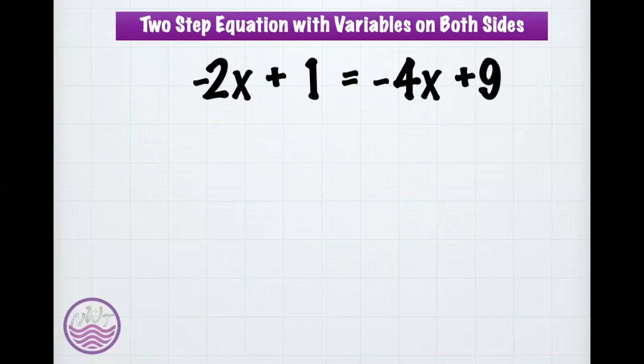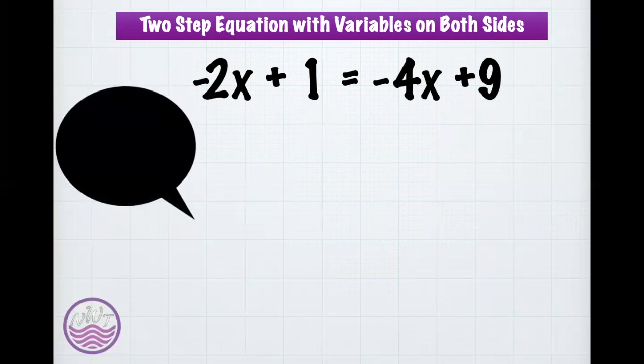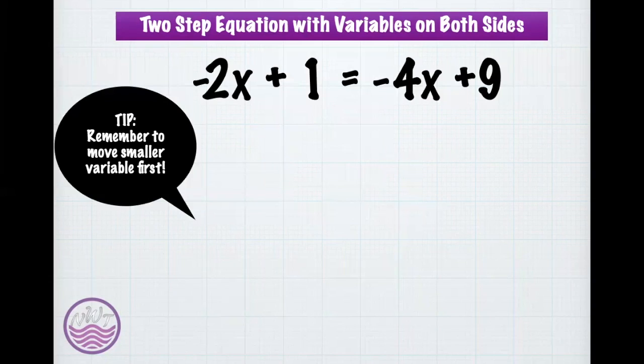Okay, our last question. Let's try this. We have -2x plus 1 equals -4x plus 9. So this is a tricky one. What is your smaller variable? Think about it. I have a -2x and I have a -4x. A lot of people would jump to say, oh, -2 is smaller, but is it? If you have -$2, are you smaller than someone who has -$4? False. -4 is actually the smaller of the two.